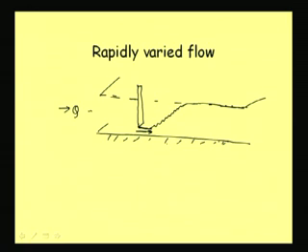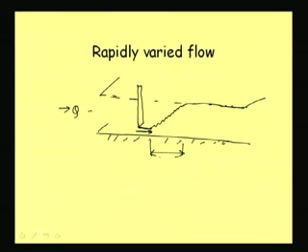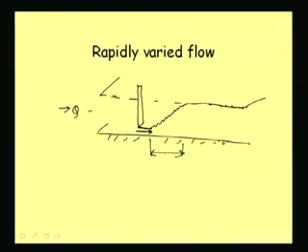Why rapidly? Rapidly does not mean that it is varying in a very short time. This is basically not related to the time factor. What it means is that it is changing in a very short reach. The length of this portion is very small. When we were talking about gradually varied flow, the change of flow depth from one value to another may take place over, say, kilometers of distance. But here it will be in meters, say 10 meters, 20 meters, something like this.